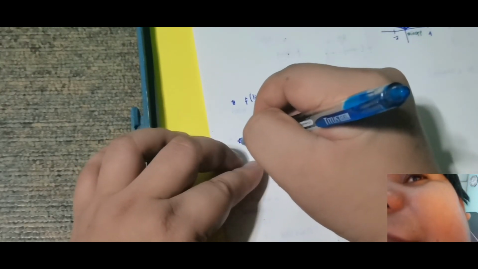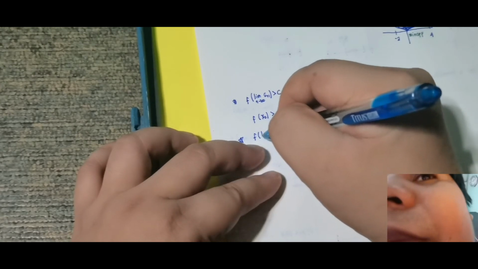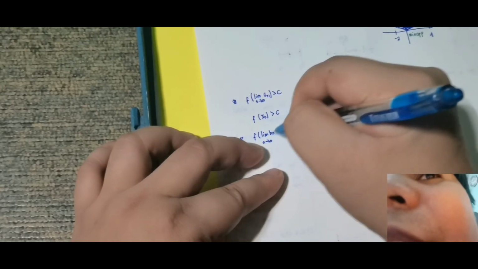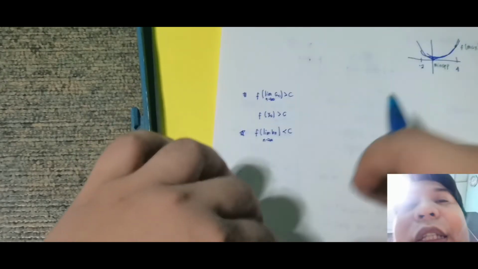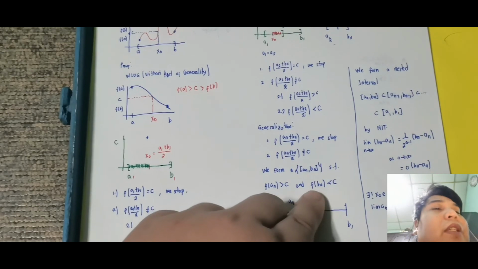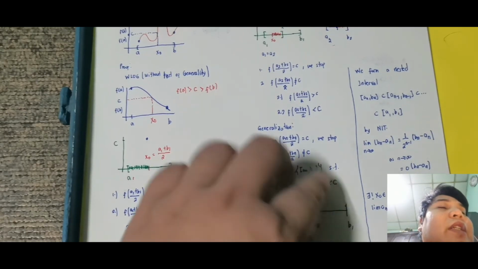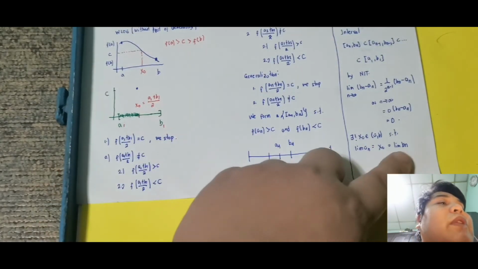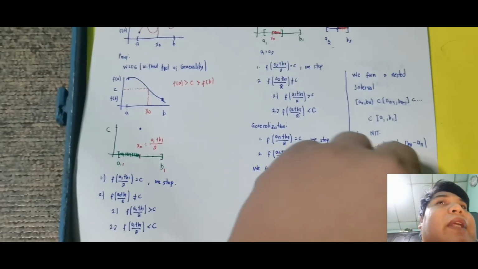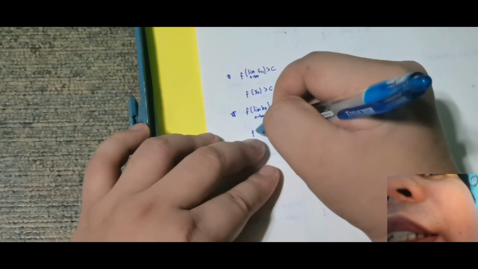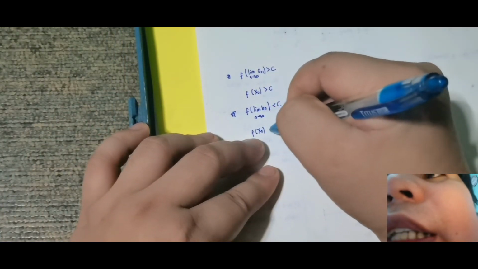Pangalawa, star natin, yung f of limit ng b sub n as n approaches infinity is less than c. Saan naman galing yun? Dito sa sinabi kong to. Okay, f of b sub n is less than c. So f of limit of b sub n is less than c also. Note that yung limit ng b sub n is x naught din. Kasi nga parehas sila. Okay? So this implies that f of x naught is less than c.